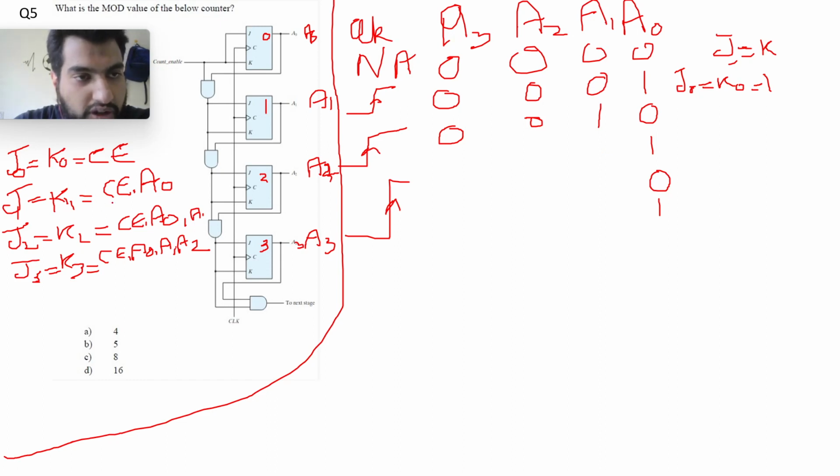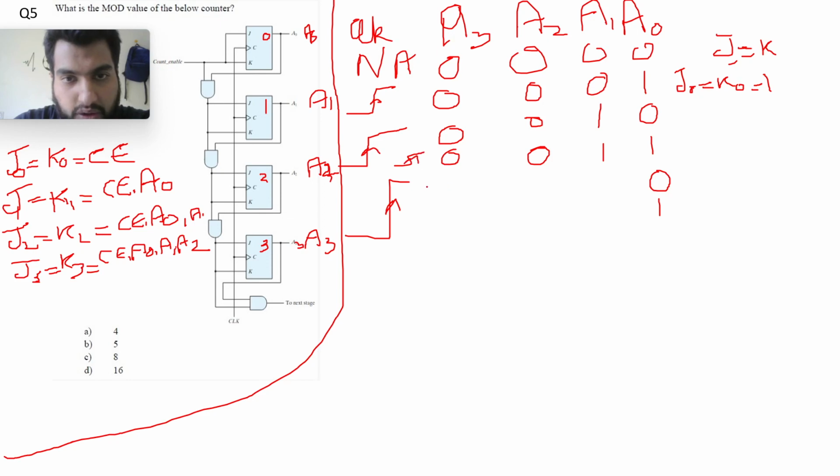J1 equal to K1 is equal to count enable dot A0. Count enable was 1 and A0 was 0, so it will be 0, 0. J1 equal to K1 equal to 0, 0 means the output will be equal to the previous output, so it will remain as 1. My J2 equal to K2 is equal to 0, 0, so it will remain at 0, and same for this. So let me just write it here.